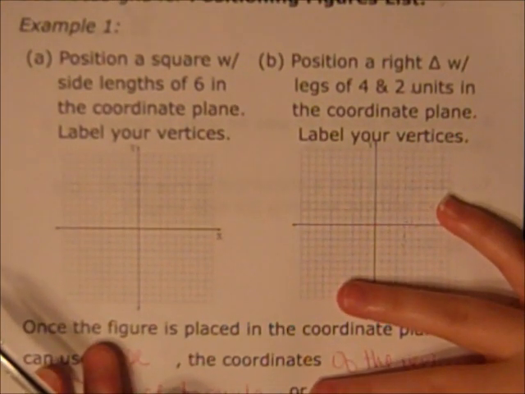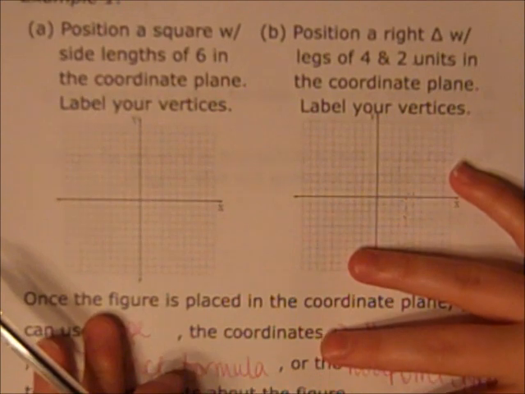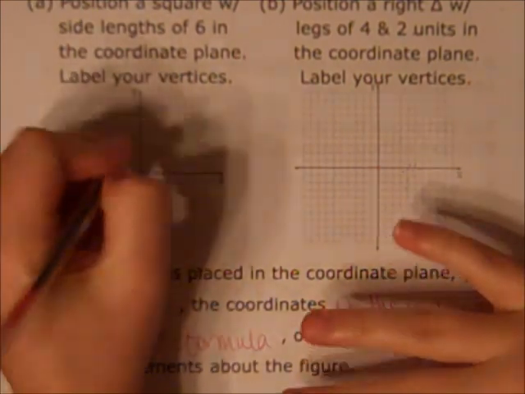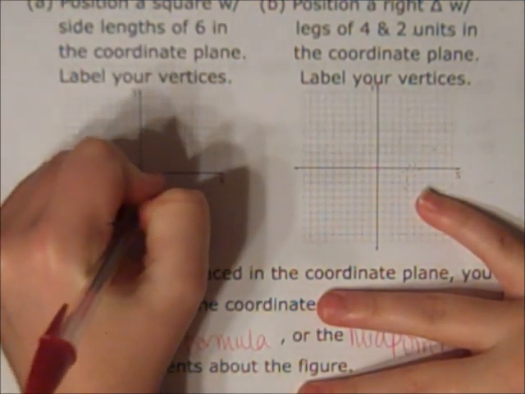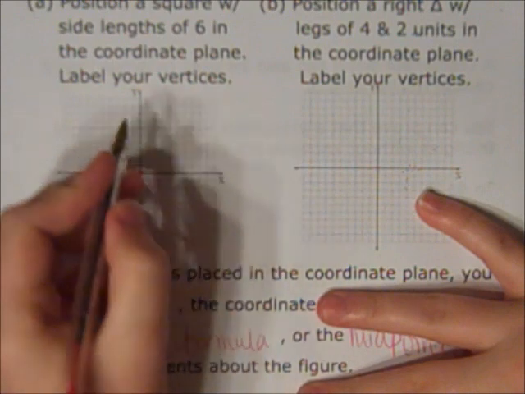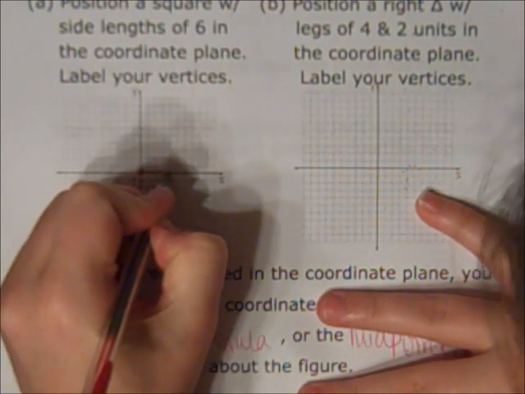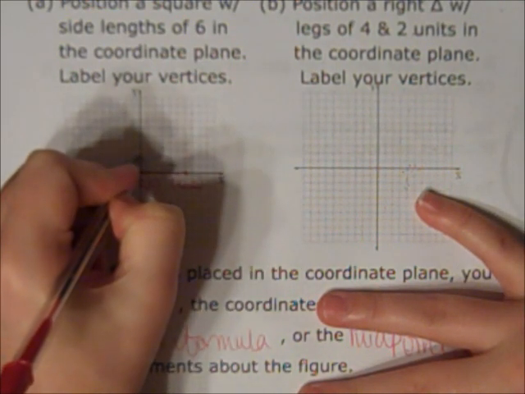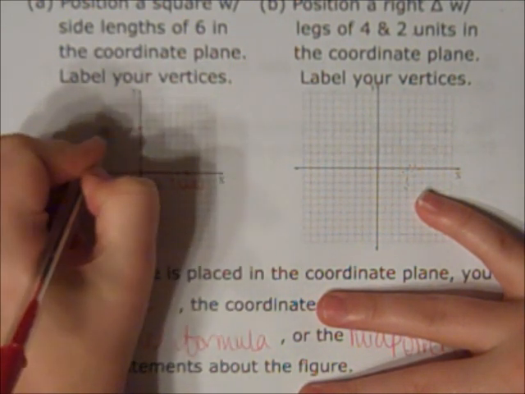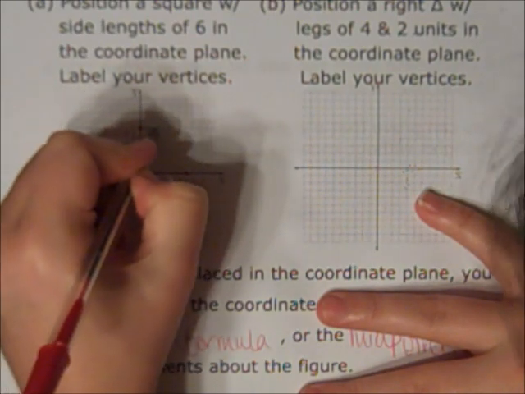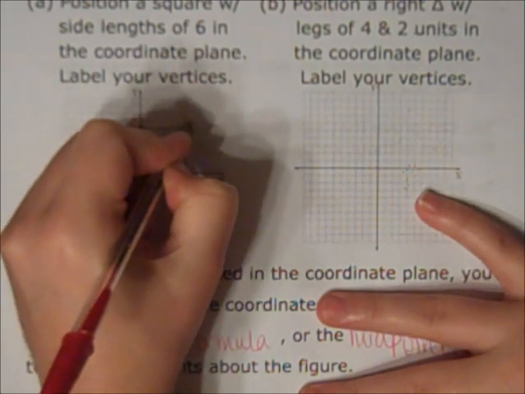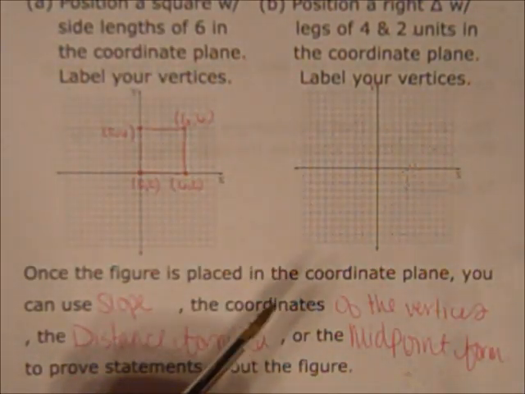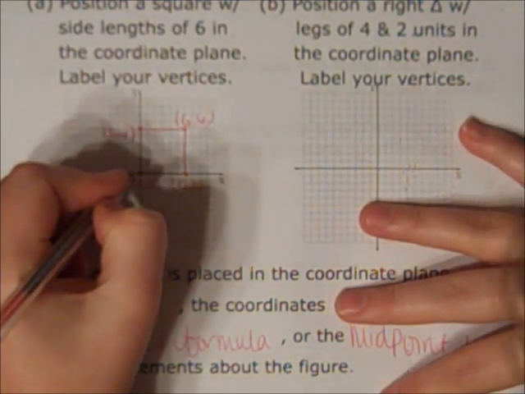Position a square with the side lengths of 6 in the coordinate plane and label your vertices. So you can use any of the methods you want. I told you the most common method is to put one of the vertices at the origin and then to keep everything in quadrant 1. So if you did that, then this would be 6, 0. And this would be 0, 6. And this point would be 6, 6. So this would be the most common way to do that.